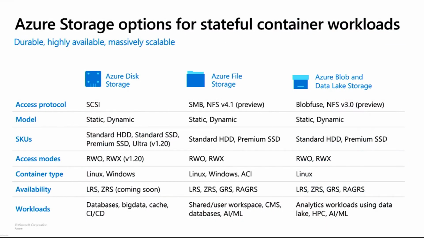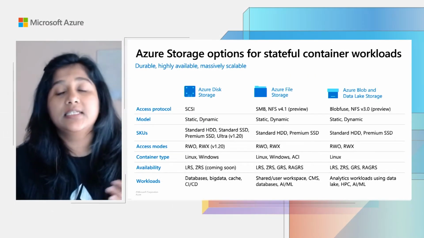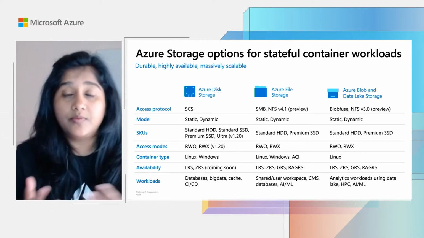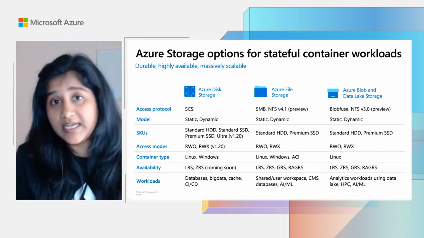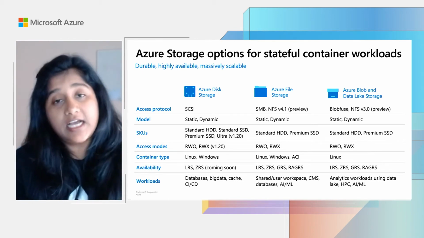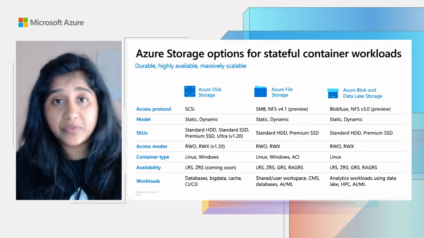Now in Azure, you have three different ways in which you can use storage with these container-based applications. These include Azure Disk, Azure Files, as well as Azure Blobs and Data Lake Storage. Azure Disk Storage provides you persistent performant block storage that can be used for these container-based applications. And this comes in different types, including standard, premium, as well as ultra disk. And these can be used for different workload types, including databases, caches, or CI/CD systems.